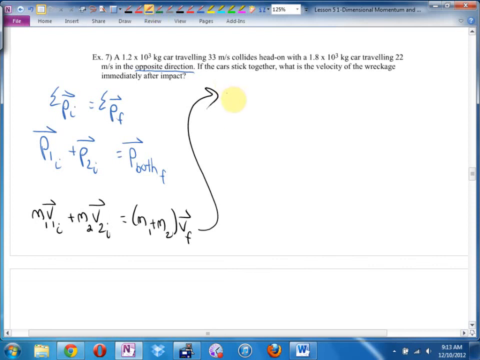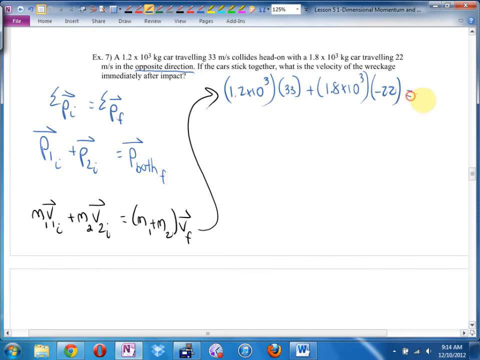Going to be mass 1, 1.2 times 10 to the third, v1 initial, 33, plus mass 2, 1.8 times 10 to the third, v2 initial. Don't say 22 because it's not. It's absolutely negative 22 because it's a velocity now, not a speed.